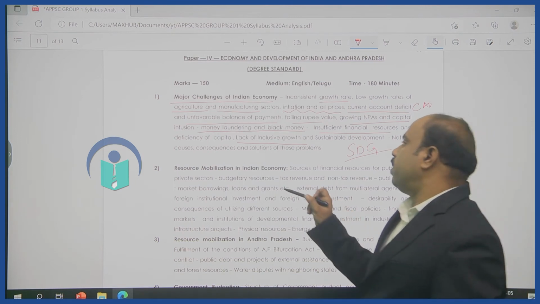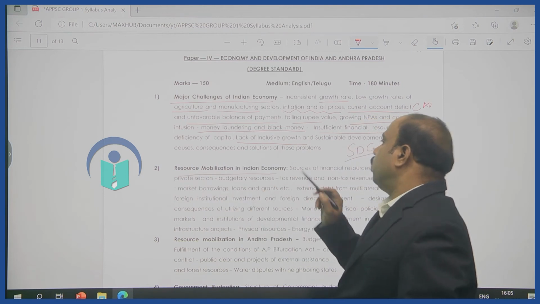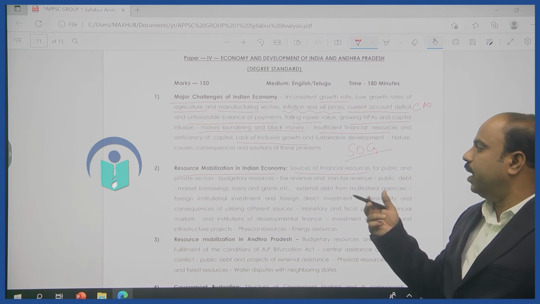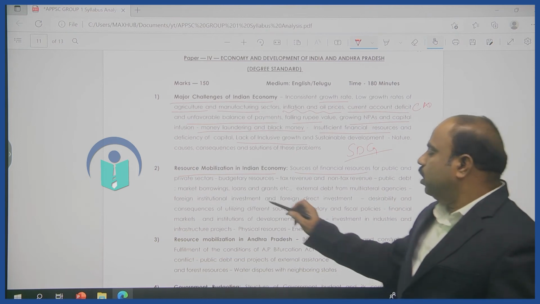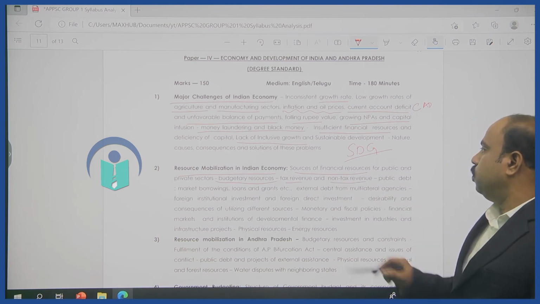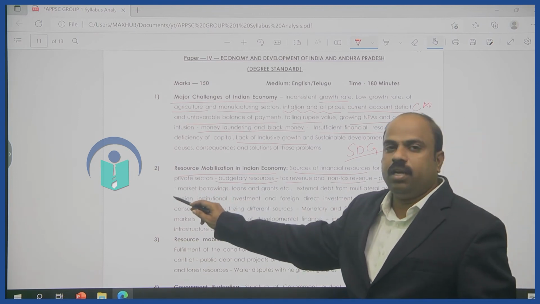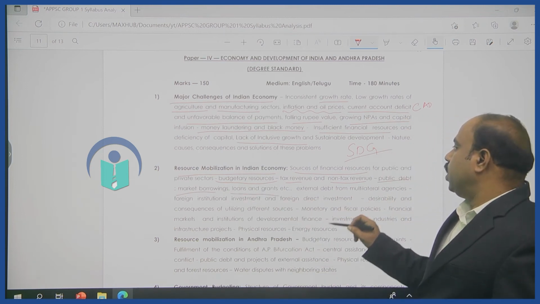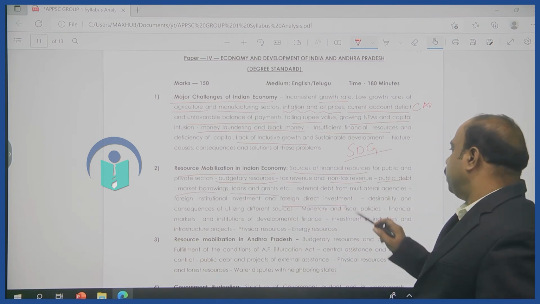The next, resource mobilization in the Indian economy. Then what are the sources of financial resources for the public and private sector? What about the budgetary resources? What about tax revenue and non-tax revenue? Public debt, market borrowings, loans and grants. Following, at the same time, foreign direct investments.